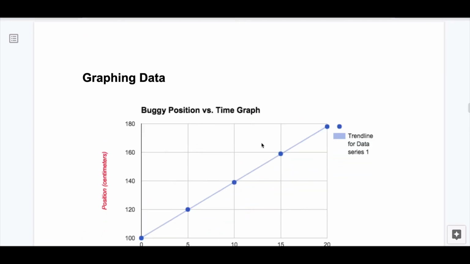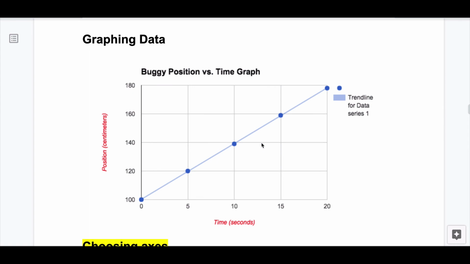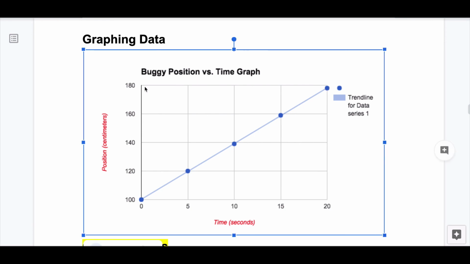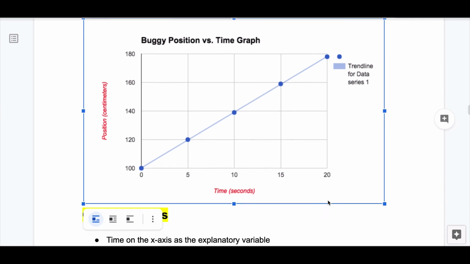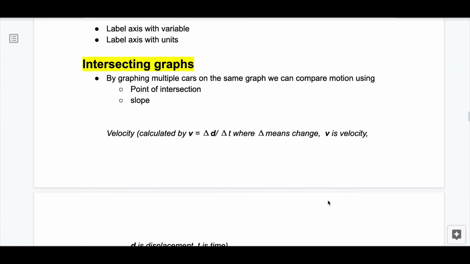Now think about what this would look like if my buggy was moving the other way. So let's say it started up here at 180 and I send it back, I turn it around. So it's going to have a negative velocity. And instead, this point here would be up here, and we'd have a downhill from left to right shape, where this point would be over here. So a negative slope indicates a negative velocity, a positive slope, a positive velocity. And those are really our key takeaways here.